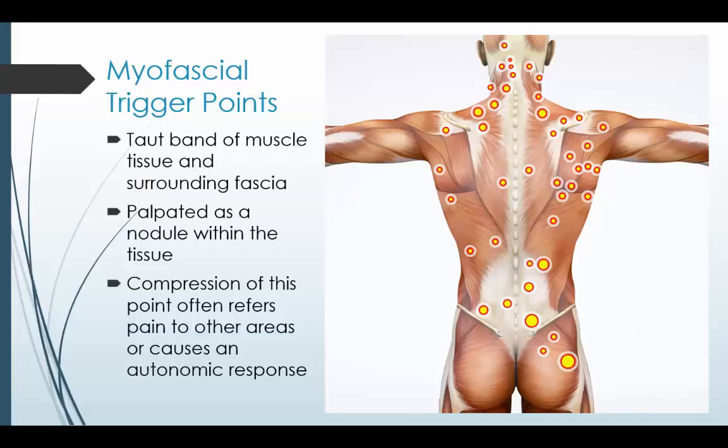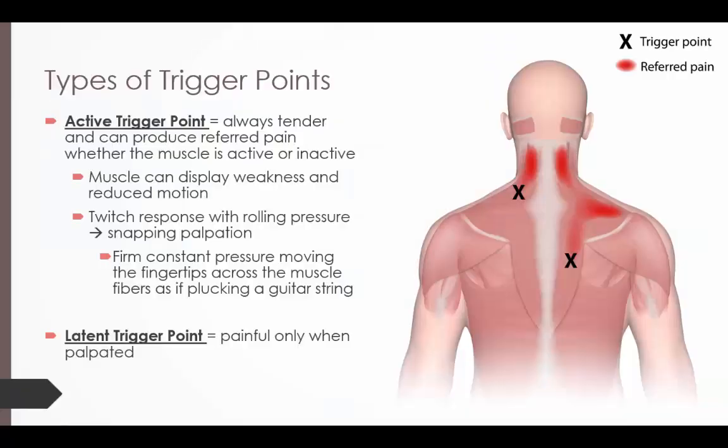Myofascial trigger points are a taut band of muscle and tissue in the surrounding fascia. They're palpated as a nodule within this tissue. Compression of this point often refers pain to other areas or causes an autonomic response. There are different types of trigger points.